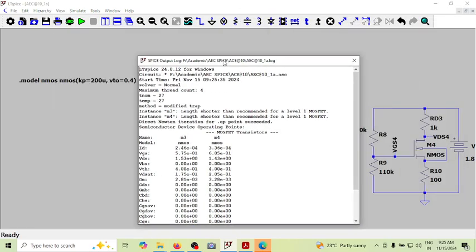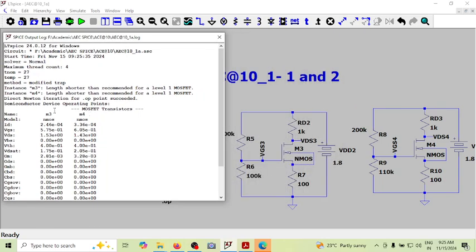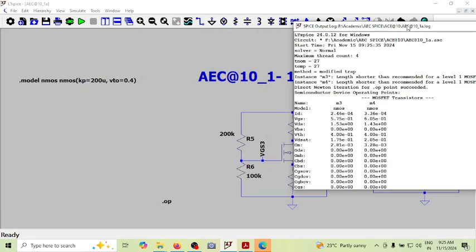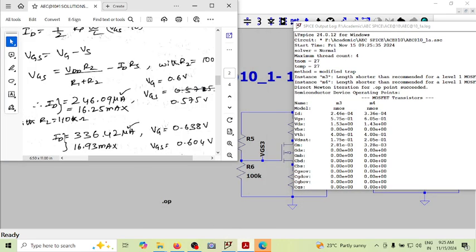See now here, we have currents of 246 microampere and 336 microampere, which is as we obtained in our equation. Can you see it is 246? This is 246 micro here. This is 336. This is also 336 microampere.